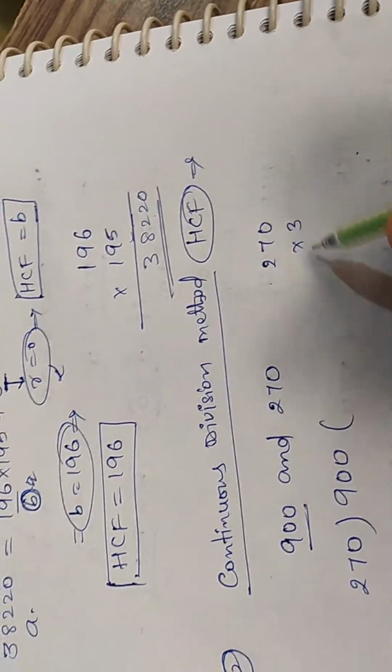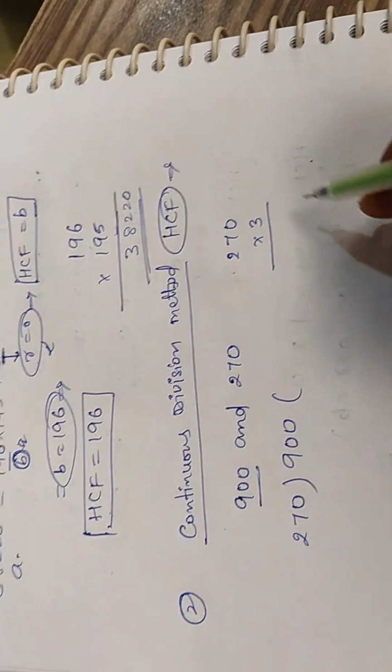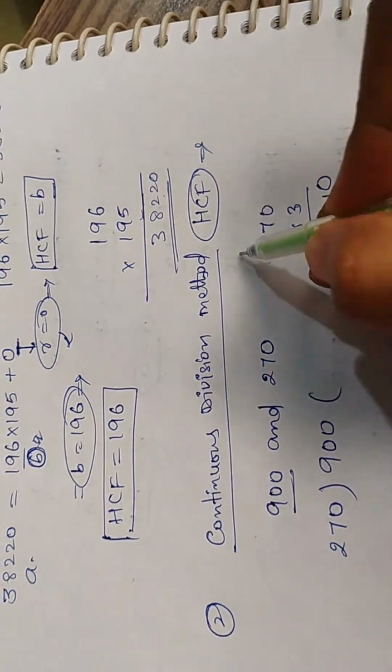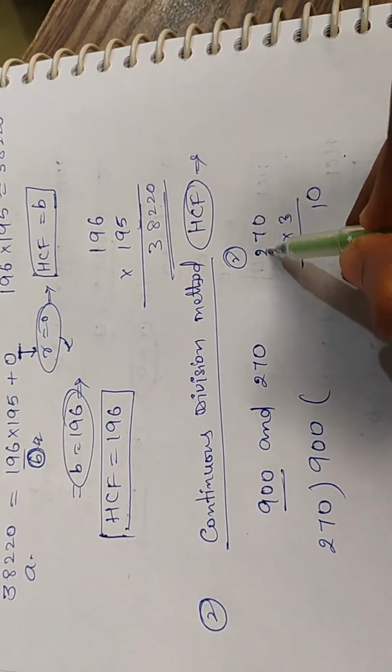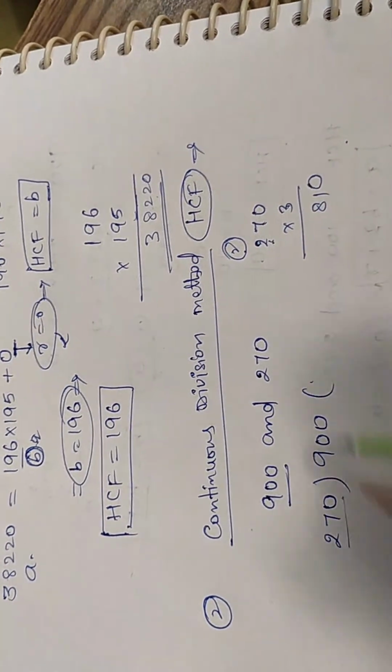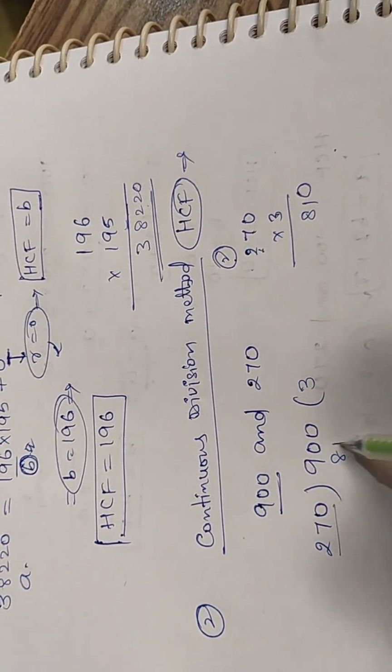270 into 3. If you are multiplying 270 into 3, 3 into 0, 0. 3 7s are 21, 2 carry over, 3 2s are 6, 6 plus 2, 8. So you are getting 810. 270 into 3, it is 810.